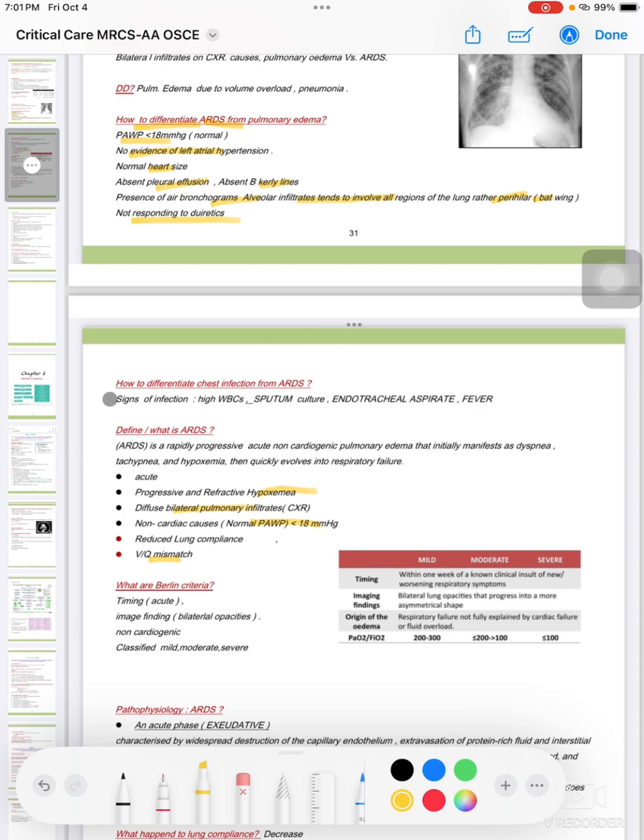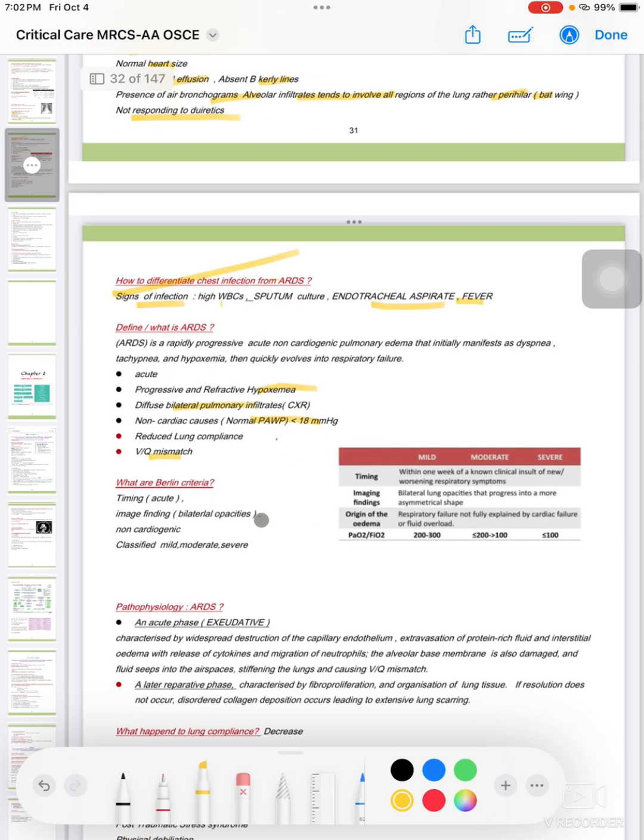Okay, now the next question is how to differentiate chest infection from acute respiratory distress syndrome. Here the signs of infection would be present, such as raised WBC, and sputum culture and endotracheal aspiration are needed, and fever would be present.